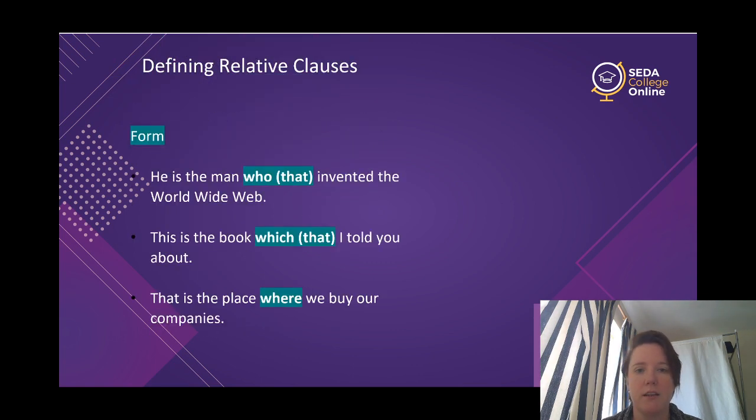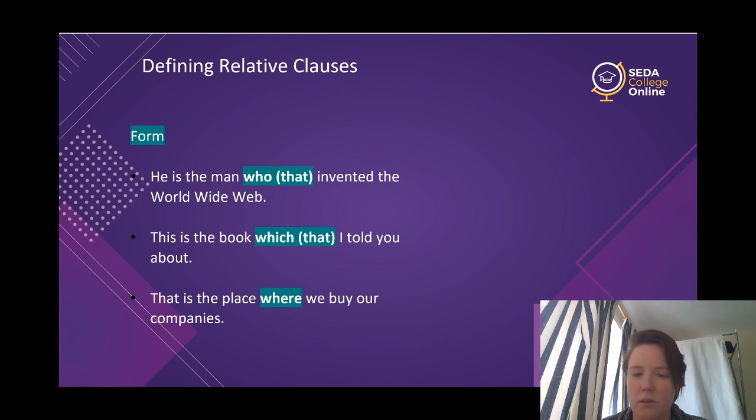So, defining relative clauses, the form. He is the man who, or we can use that, invented the World Wide Web. The next one: this is the book which, or you can use that, I told you about. And that is the place where we can buy our computers. So that's the form of defining relative clauses. We're using who, which, where.